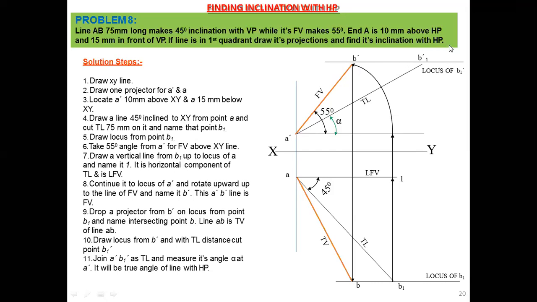Now what you need to do? See here. In both cases, front view or top view, true length will be projected and rotated, whereas apparent length will be rotated and projected. So what you need to do to get this B1 dash point? Take A as a center, A to B as a radius. See the cursor movement, A to B. This will be your radius.